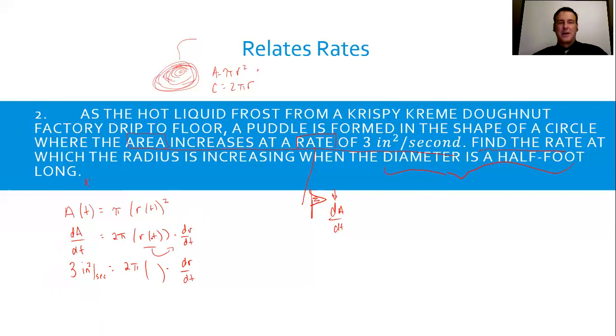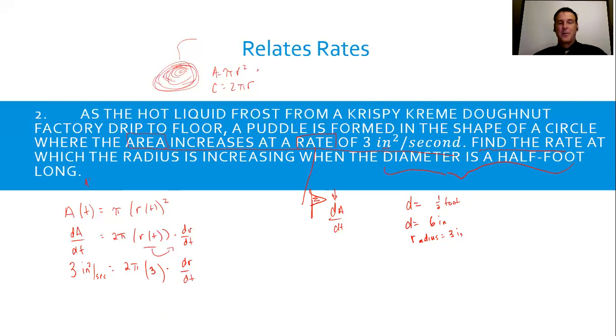Okay, so remember r stands for radius, and my radius has to be in inches. Now they don't give me a radius, they give me a diameter of 1/2 foot. So that means my diameter is 6 inches, which means my radius is 3 inches. And that's what's going to go in here.